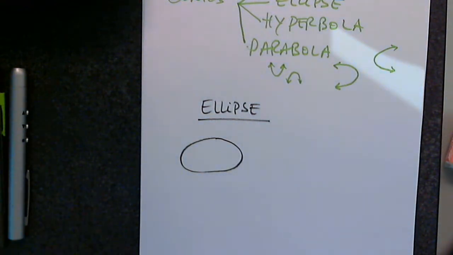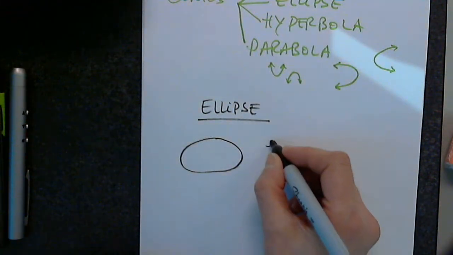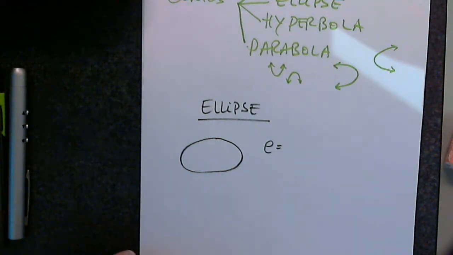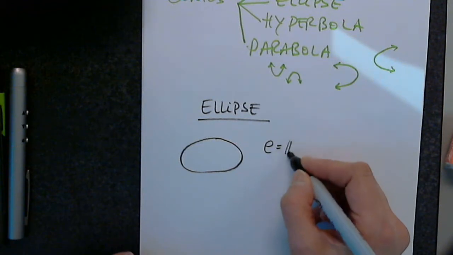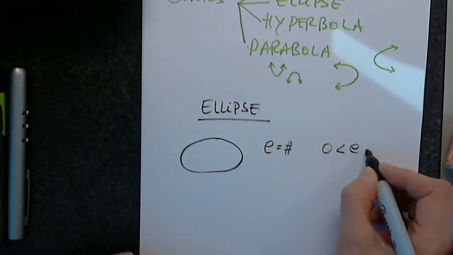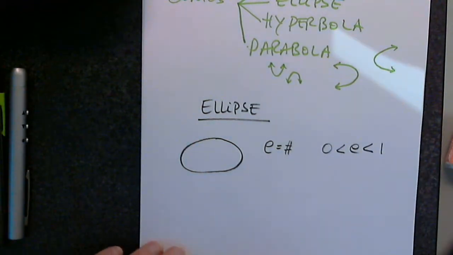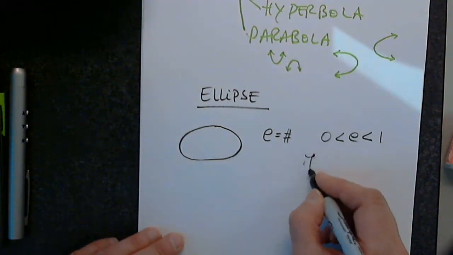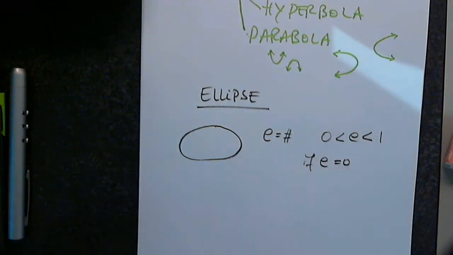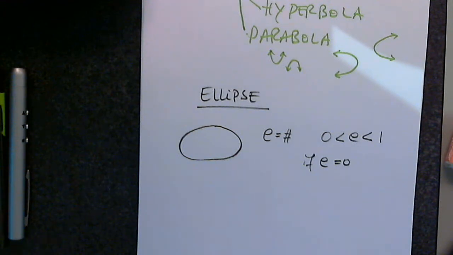An ellipse is something that kind of resembles a circle, but it's not a circle. E is a number between 0 and 1. If E is 0, not to be confused with Euler's number. Please do not confuse this particular E with Euler's number.